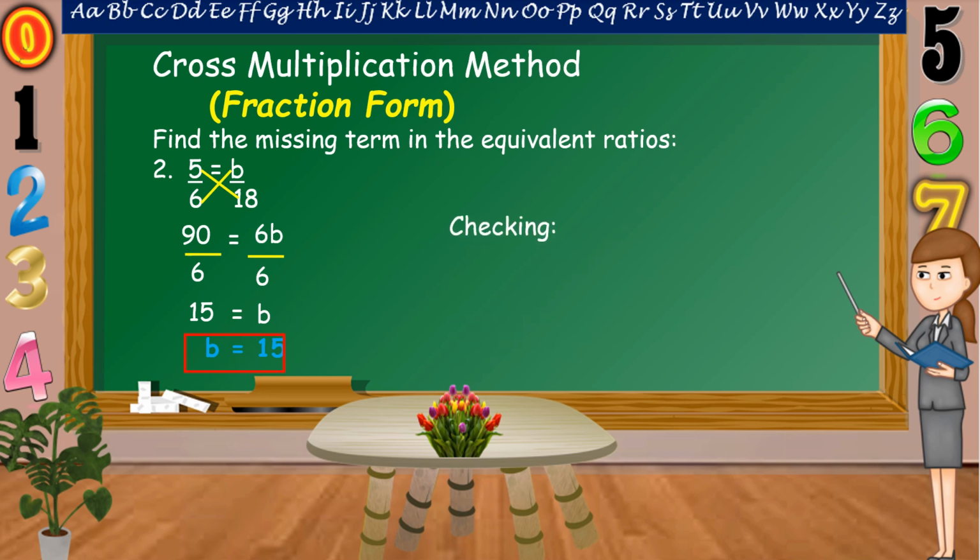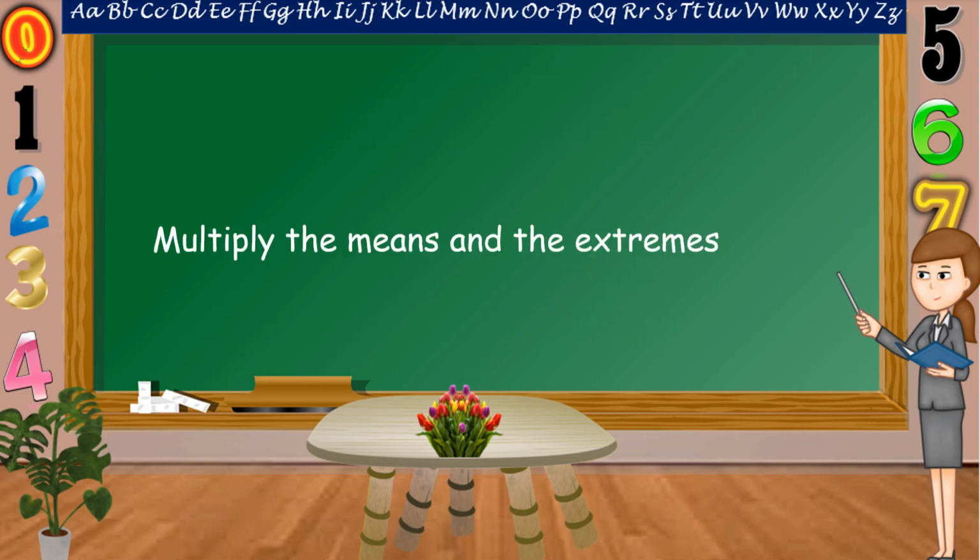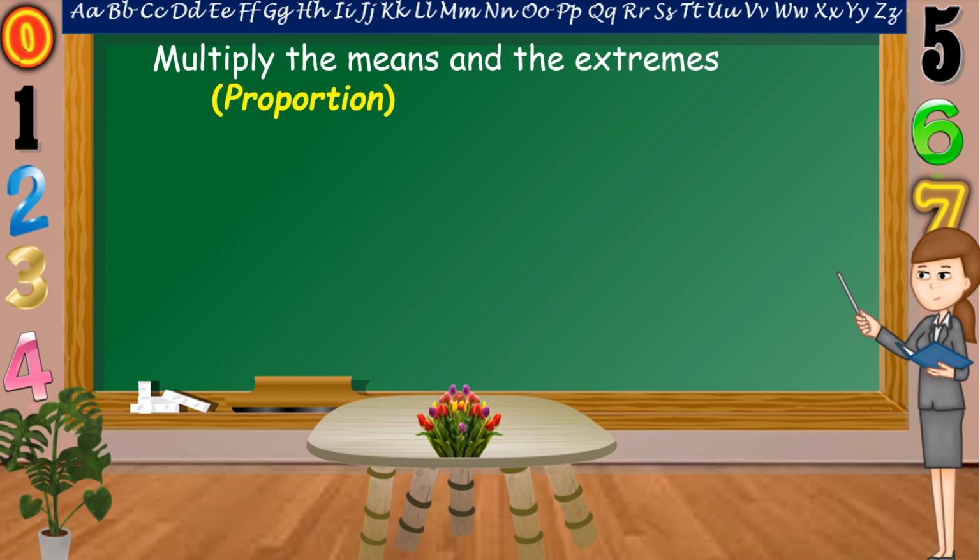Then let's check. We use the value of b, 15, in our original equation. So 5/6 is equal to 15/18. Then we cross multiply. 5 times 18 is equal to 90, and 15 times 6 is equal to 90 also. Therefore, the value of b, which is equal to 15, is correct. Our next example is where we're going to multiply the means and the extremes.